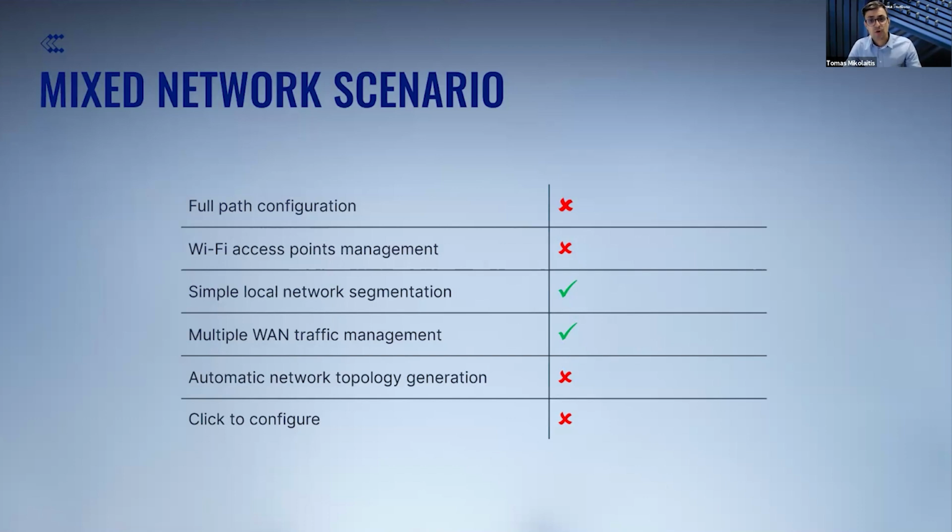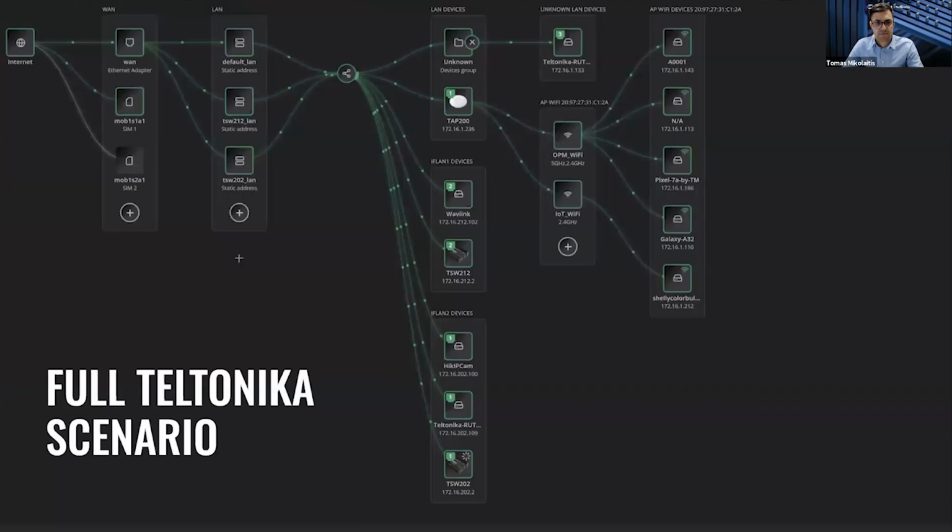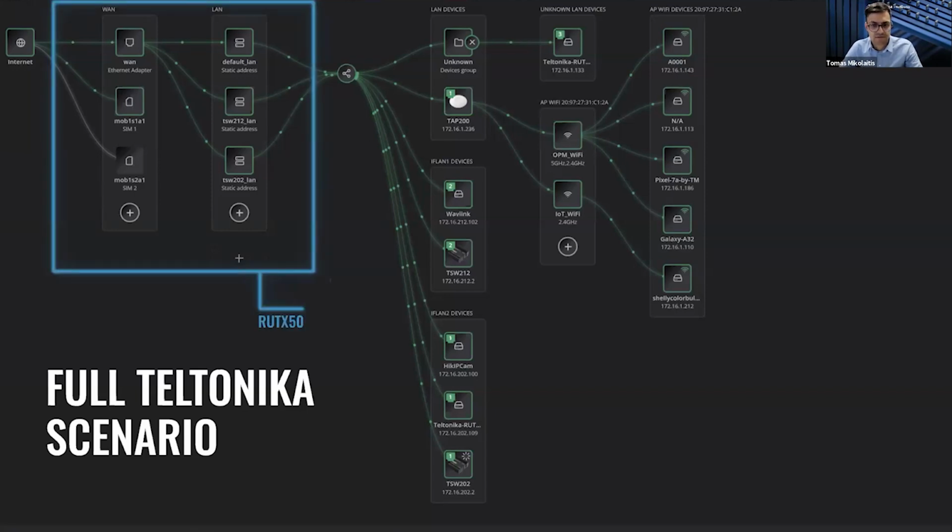So let's upgrade everything and add more Teltonika devices into the full Teltonika scenario. Here we have the same topology, but it has a few differences, as you can see. It's now more detailed. We have more information about what is happening inside the network we are managing. So still, as before, we have the X50 working as the main gateway, segmenting the network, and of course, managing all the traffic which goes in and out from the internet.